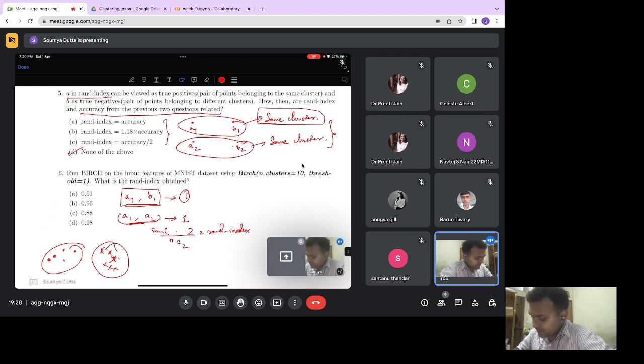All these equations don't matter. RAND index and accuracy are not related in any way, because one considers pairs of points, the other just considers a single individual point in one go.